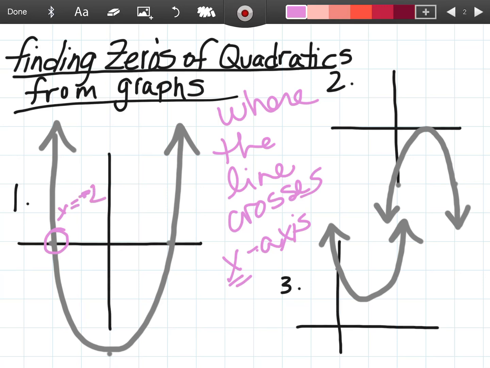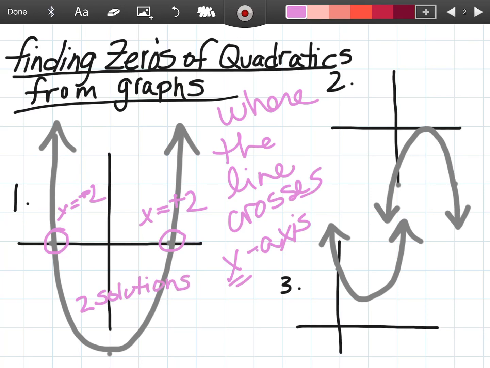It should be a negative. And it crosses the x-axis at +2. Okay, and that's it. Example 2. Oh, and this, I'm going to say this has 2 solutions because it crosses 2 times.